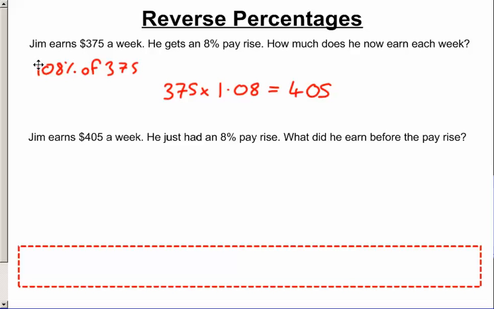Now the next part is the question above, but ordered slightly differently. Jim earns $405 a week. He just had an 8% pay rise. What did he earn before the pay rise? Well, we know from the one above that the answer is 375, because the 405 and the 8% are the same. Now, how do we get there?